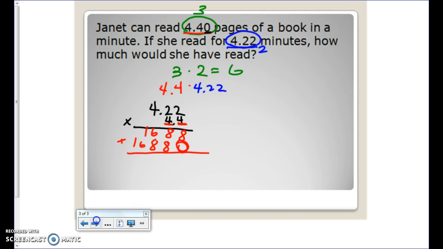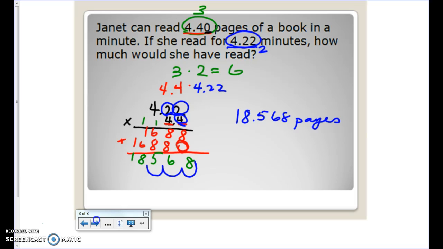Now all we have to do is add those two together. Looks to me like I'm going to have an 8, a 16, so I'll carry a 1. 14, 15, so I'll carry a 1. 6, 7, 8, and a 1. So all that's left to do is count how many decimal places there are. I see 1, 2, 3. 3 numbers behind the decimal place. So my invisible decimal place starts right here. I'm going to move it 3 spots. It looks to me like my answer, or my product, is going to be 18.568 pages.